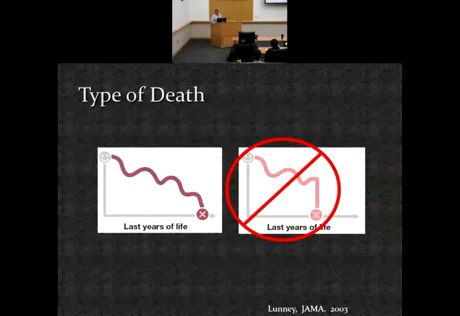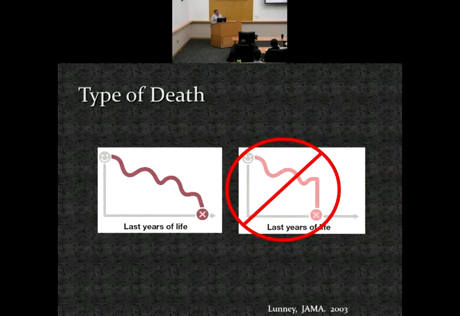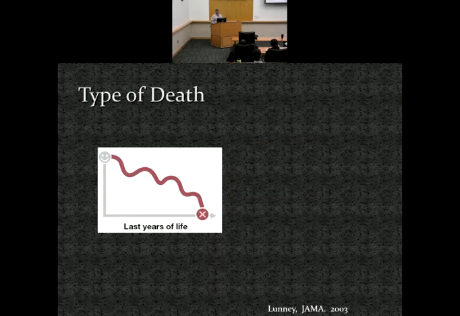I mean, it doesn't always happen this way. And it's interesting. You ask people, do you want to prevent sudden death? They say yes. You ask people, do you want to die in your sleep? They say yes. So now you have a little bit of a decision to make.